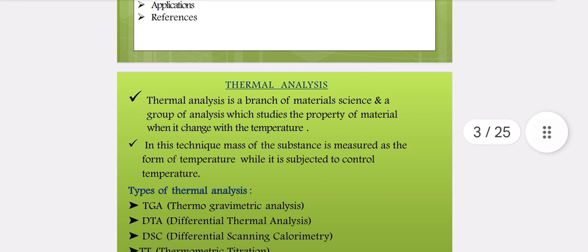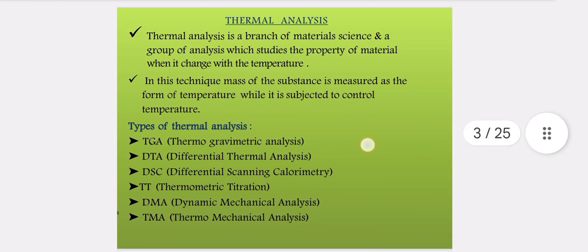So starting, we'll see the definition of thermal analysis. So basically, thermal analysis is a branch of material science and a group of analysis which studies the property of a material when it changes with the temperature. Means it detects or analyzes the property of a material with respect to its temperature when subject to temperature. And second thing is that here in this technique, mass of substance is measured.